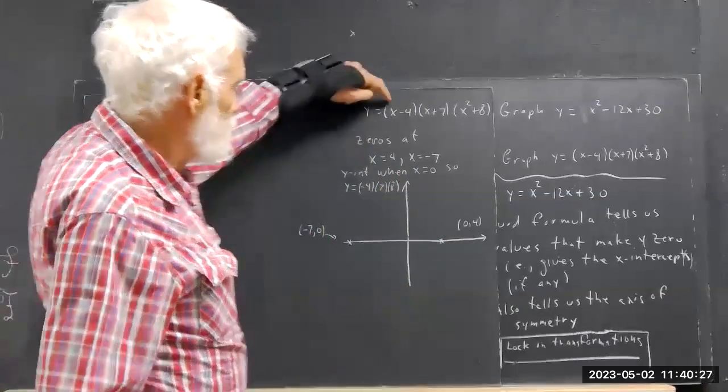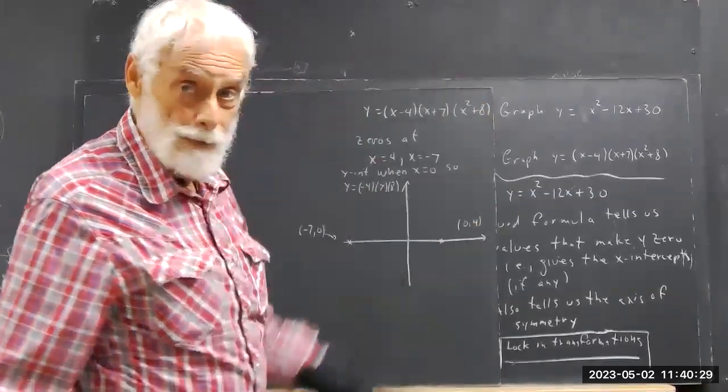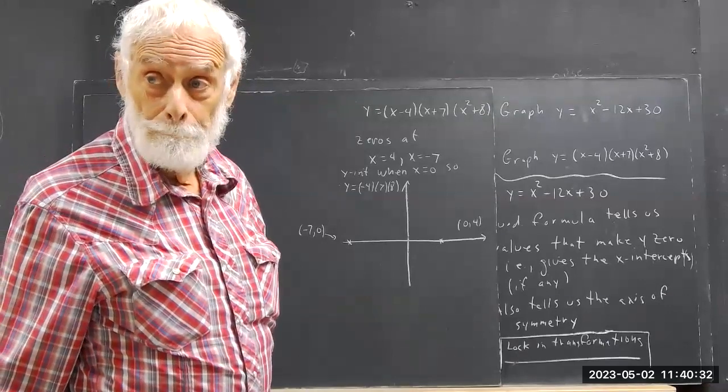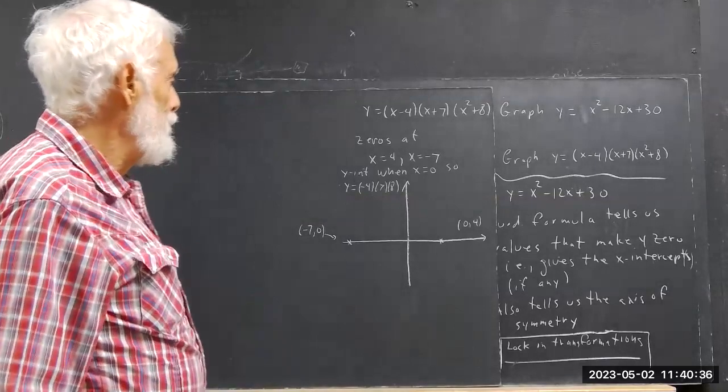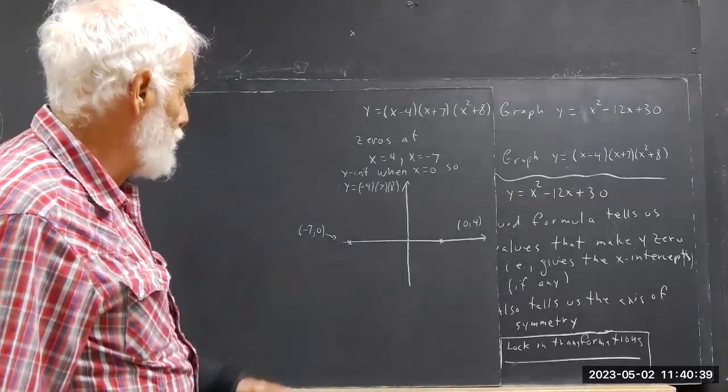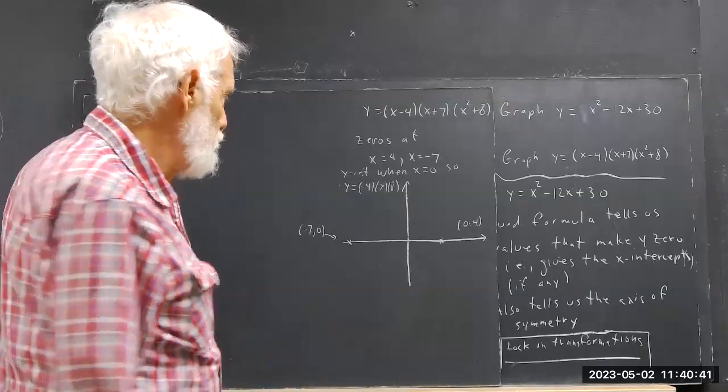Well, if that's a 0, this is going to give you -4, this is going to give you 7, and this is going to give you 8, right? And 4 times 7 times 8 is 4 times 56, which is 224.